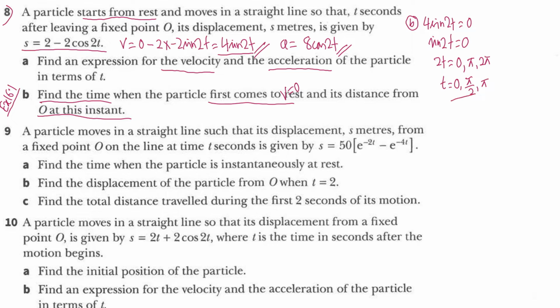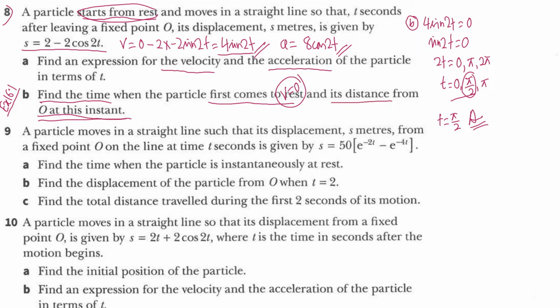But we are going to take the first two values. It started from rest, so the first time it comes to rest, we need to consider t equals pi by 2. The first time it comes to rest is at pi by 2, and this is our answer to this question. The second time at rest we are not considering, and t equals 0, where it starts, we would not consider for this case.